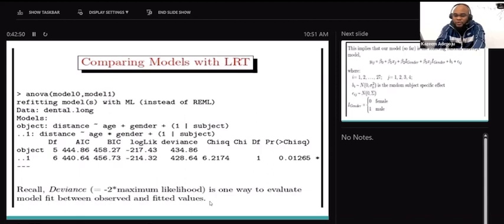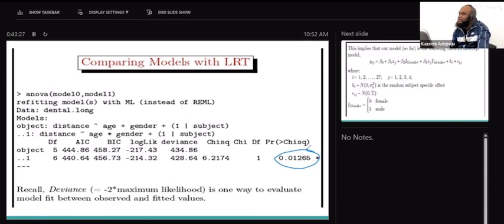Now I need you to focus on the p-value. But before you go to the p-value, you need to first write your H0 and HA. You know what H0 means? The simpler model is appropriate. You know what HA means? The complicated model is appropriate. What is my simpler model? The model without interaction. What is my alternative? The model with interaction.